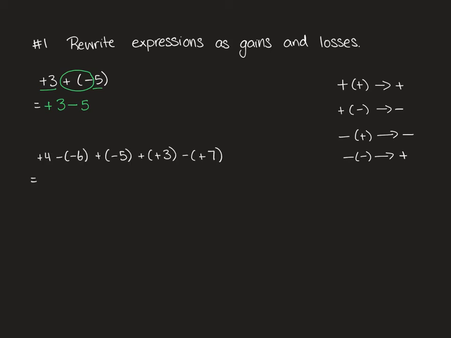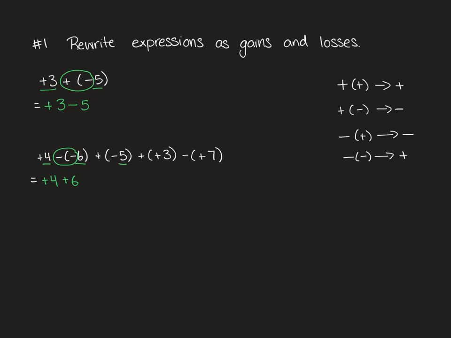If we were to look at a longer example, we would do the same thing, but it might take us a little bit more time. So we start at the beginning. Plus 4. And there's only one symbol, so we know that that's a gain. Our next number is 6, and we have to look at the two signs between it. So subtracting a negative is an overall gain.